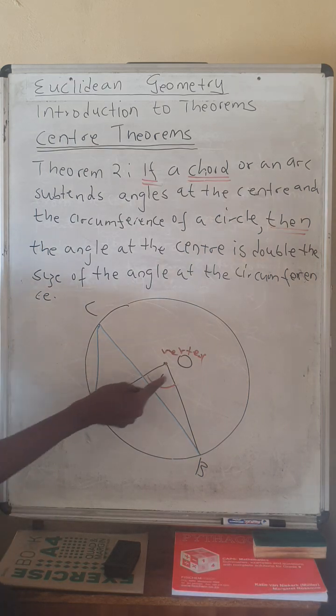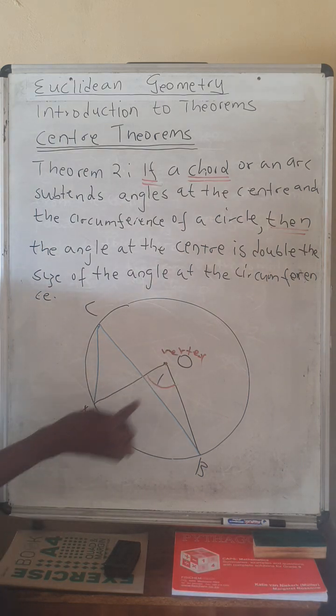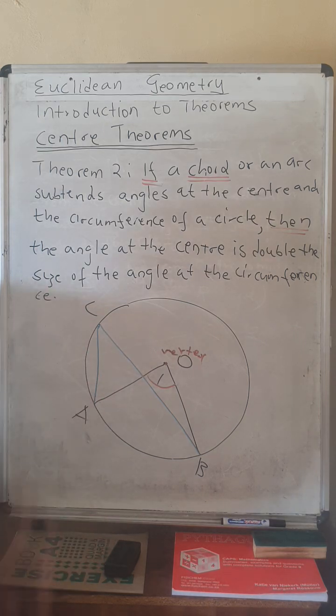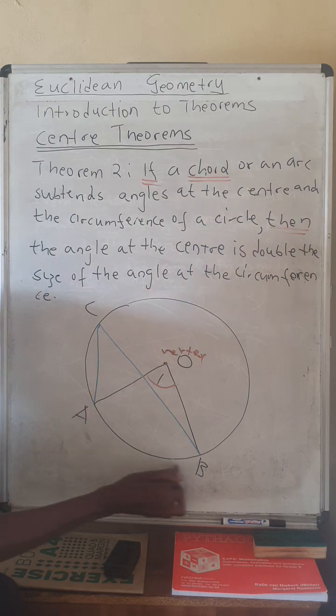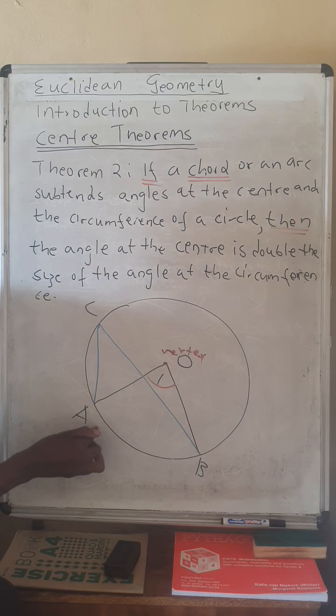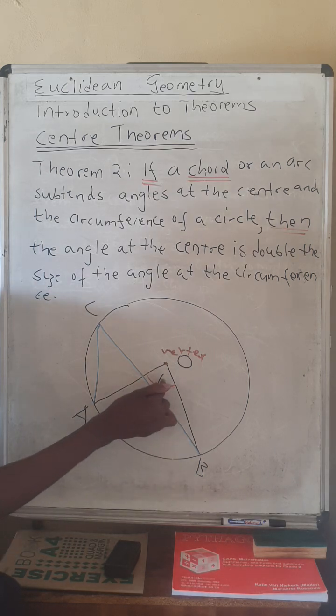So now, is angle O1 at the center? Yes. So it means this angle is being subtended. I just need to find out what is subtending this angle. Is it a chord or an arc? If you look at this angle, it is subtended by an arc. Which arc? Arc AB. Arc AB subtends angle O1.